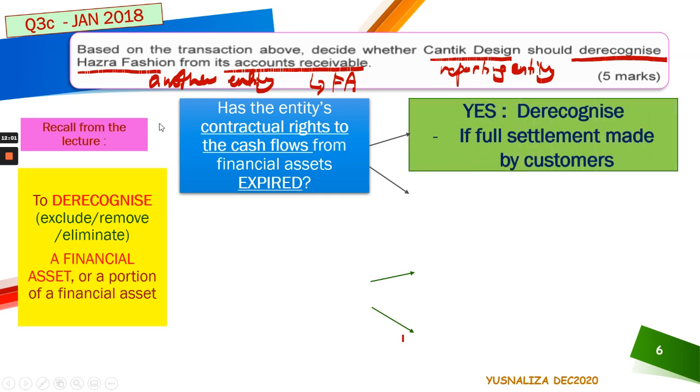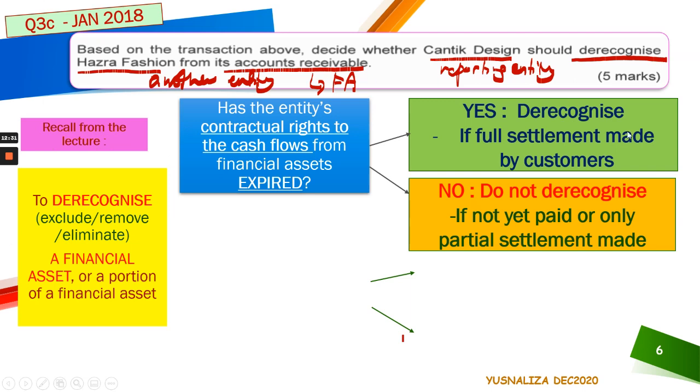So if you can recall, in our case, earlier on I mentioned that Hazra Design has paid in full, where they paid 14,700 after given a discount of 300. So there was a full settlement. So the answer to this question is actually yes. Why? Because of the full settlement, which means that the contractual right to the cash flow has now expired on behalf of Cantik Design. And if they still do not pay, or if there is still an amount remaining unpaid, that means you should not derecognize. It means you have to continue to recognize. That was the first one.